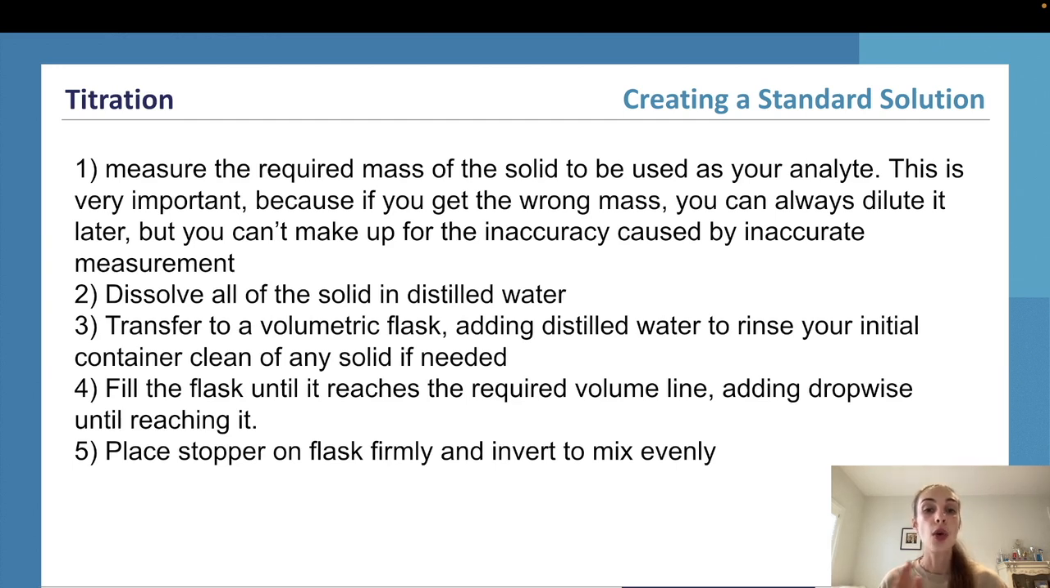Then you need to dissolve all of the solid in distilled water. Then you transfer it to the volumetric flask, add some distilled water to rinse the initial container clean of the solid if needed. And then you fill the flask until it reaches the volume line, adding dropwise amounts until you reach it so that it's very accurate. Then you place the stopper on the flask and invert it to make sure that it's all mixed evenly.